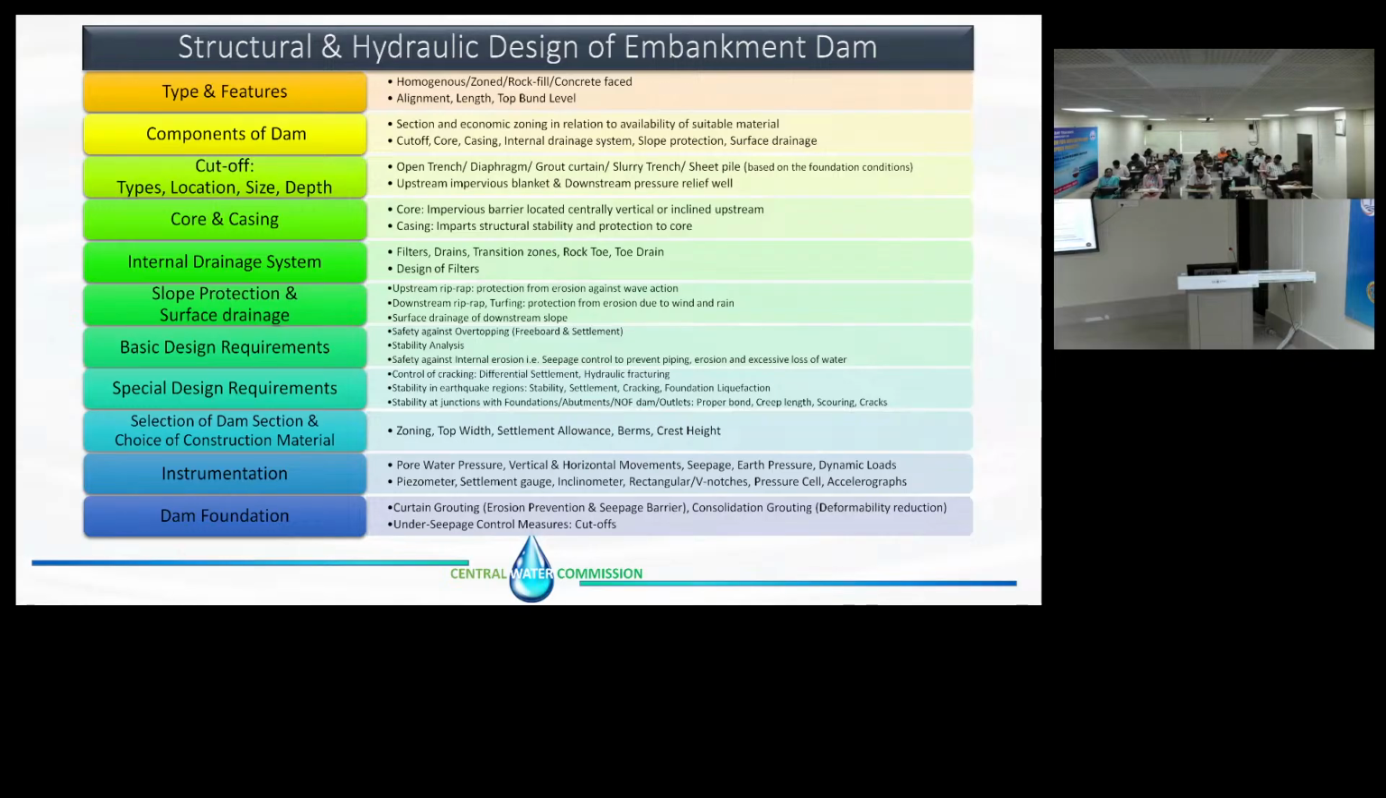Why is riprap required? Because on this water side there will always be waves and similar actions. To prevent the erosion, we will have some big size boulders, riprap. If required, we can provide it on the downstream also, or else we can leave it. And these are shell materials. In a simplified manner, I am saying slope protection and surface drainage. This is the riprap, and the core and casing. This is the core material, and this is the casing.